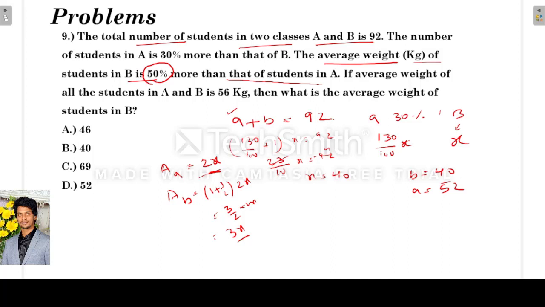So they are telling the average weight of all students in A and B is 56. So the total number of students is 92 and their average is 56. Then the average weight of students in B is.